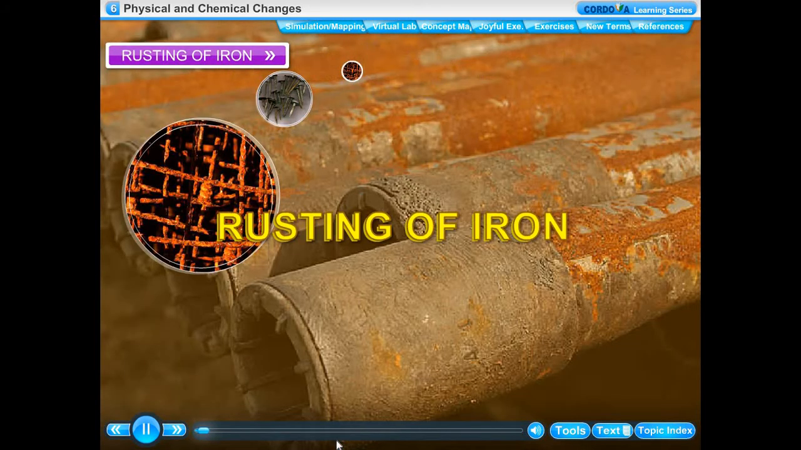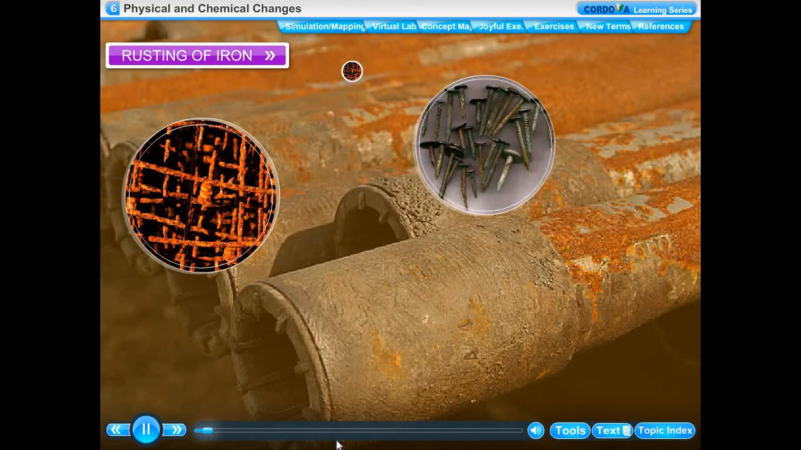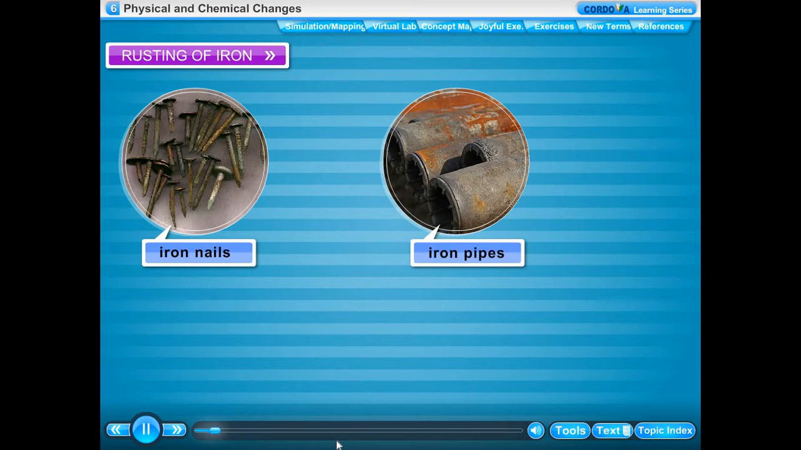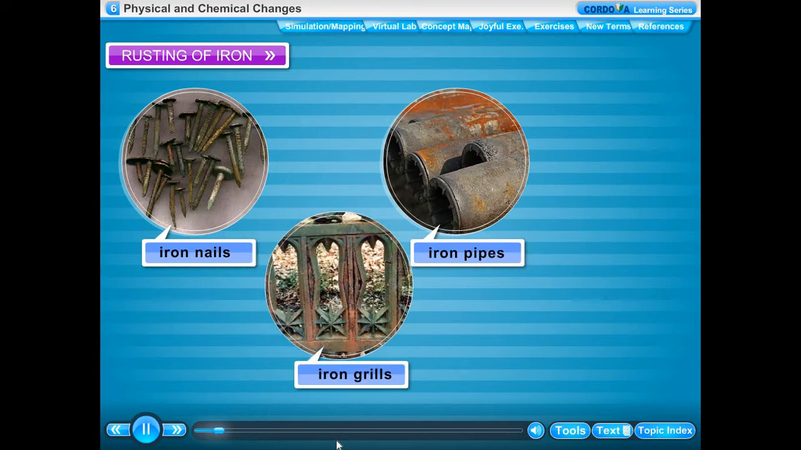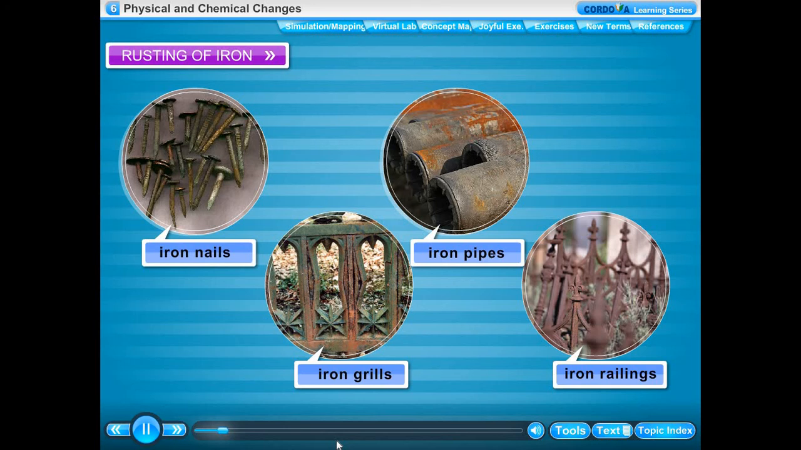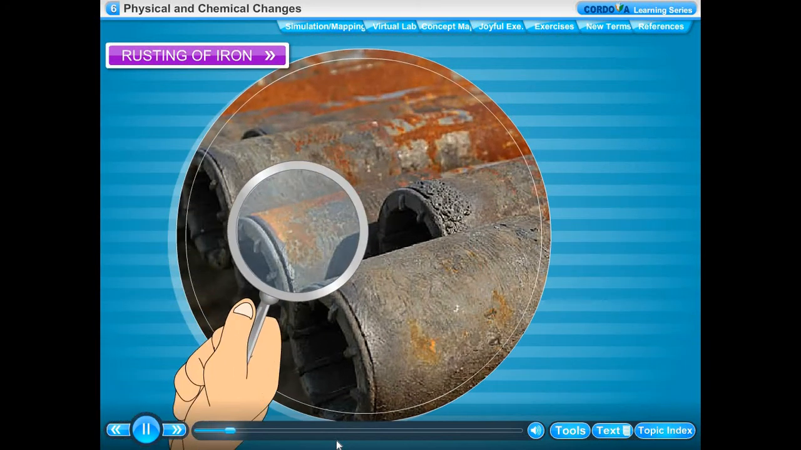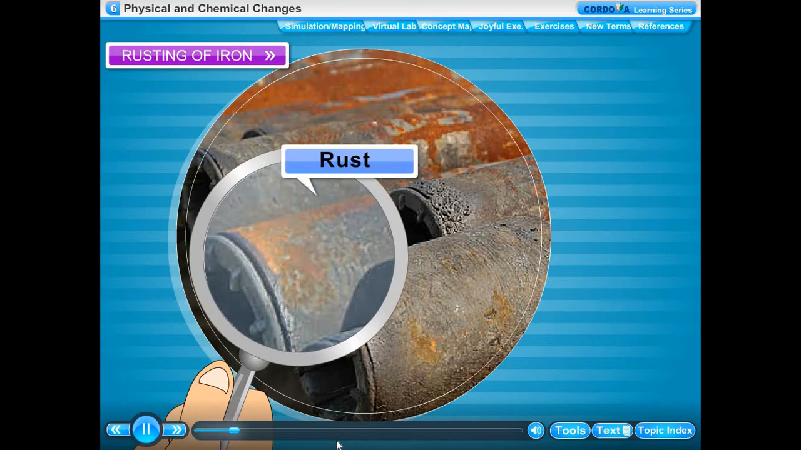Rusting of iron. Iron objects like iron nails, iron pipes, iron grills, iron railings, etc., when kept in moist air for a few days, get covered with brown powdery substance called rust. This process is called rusting of iron.